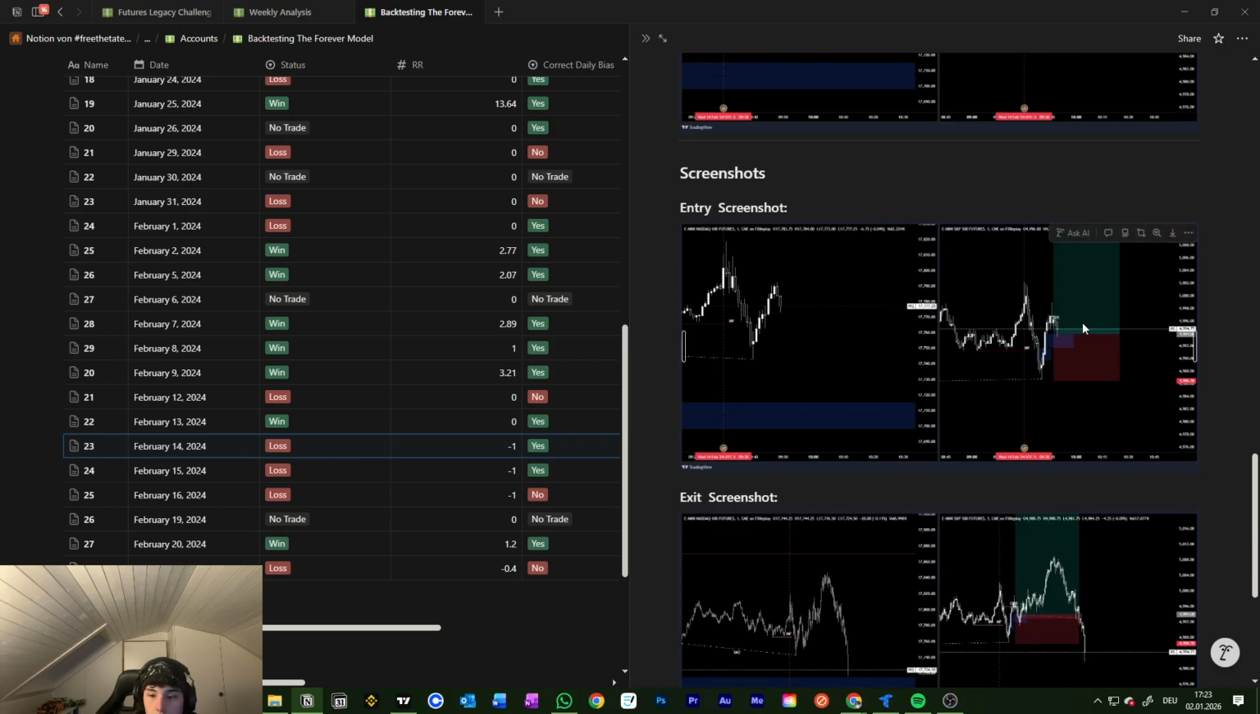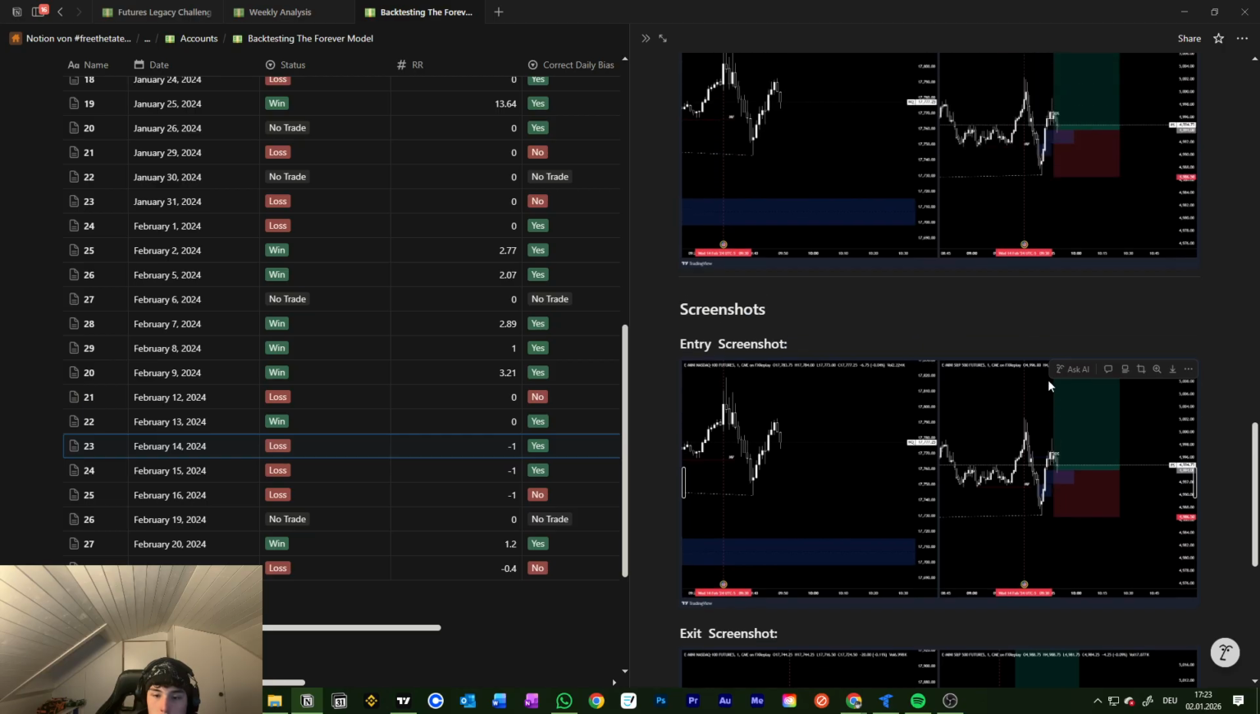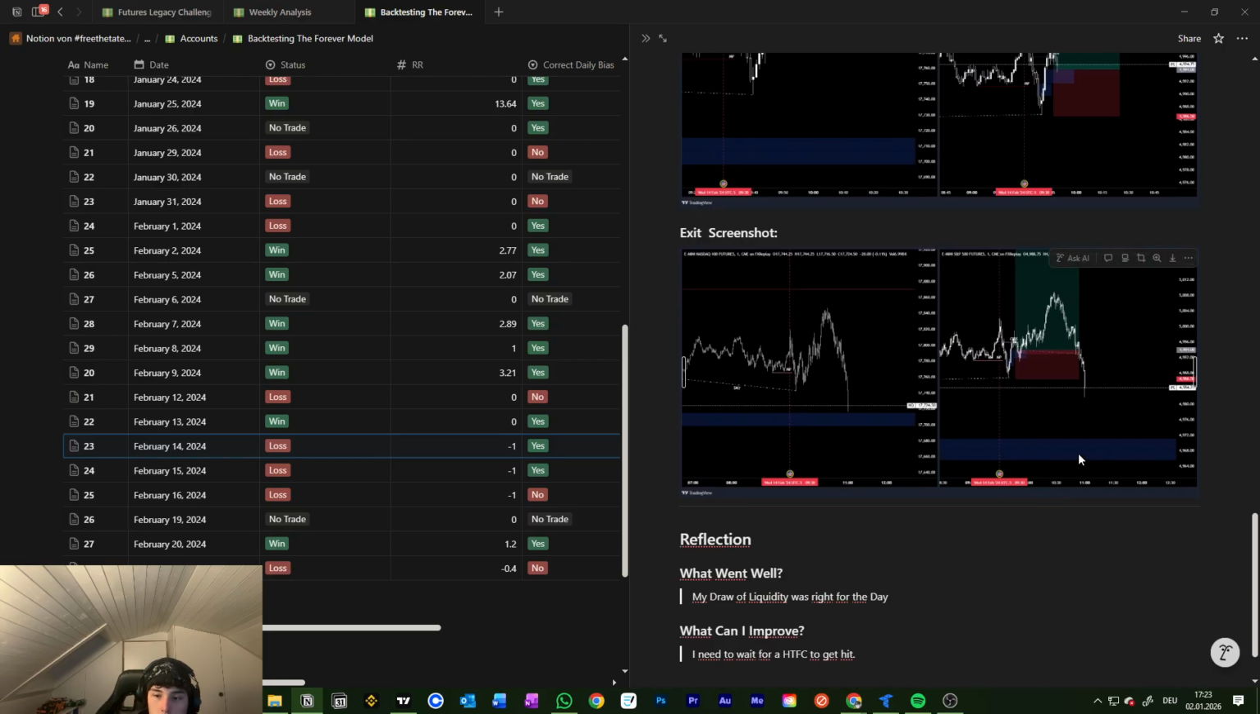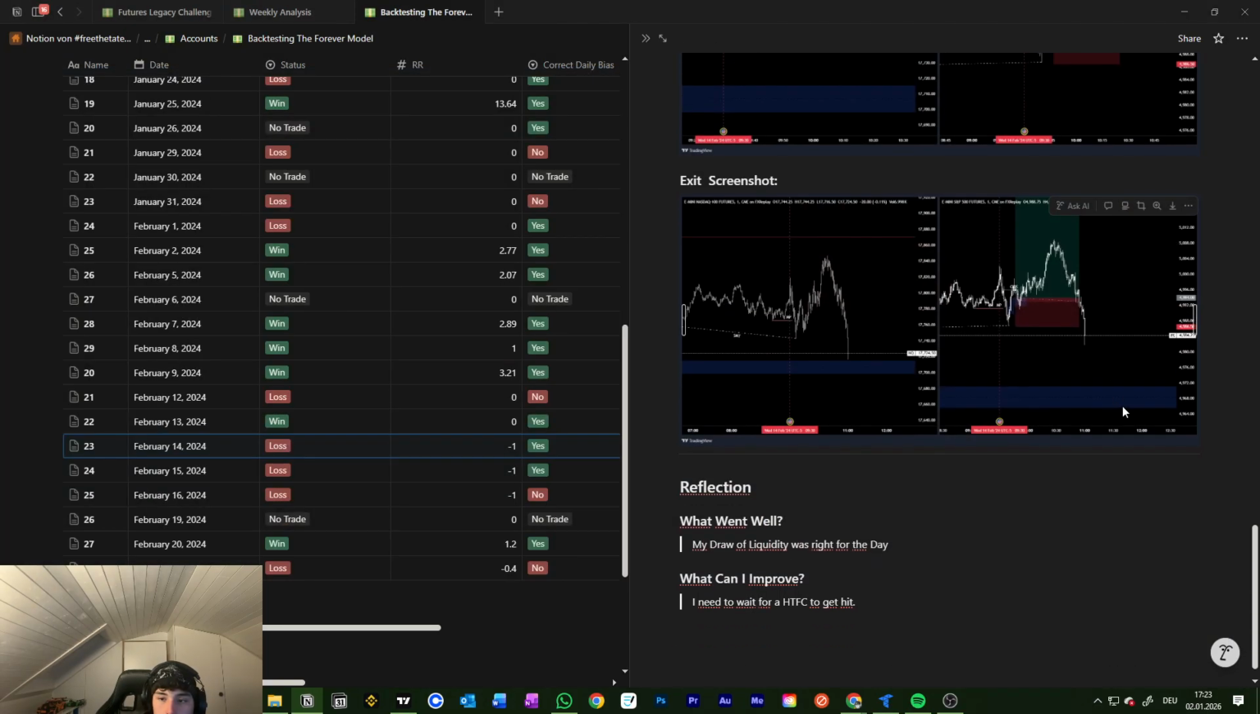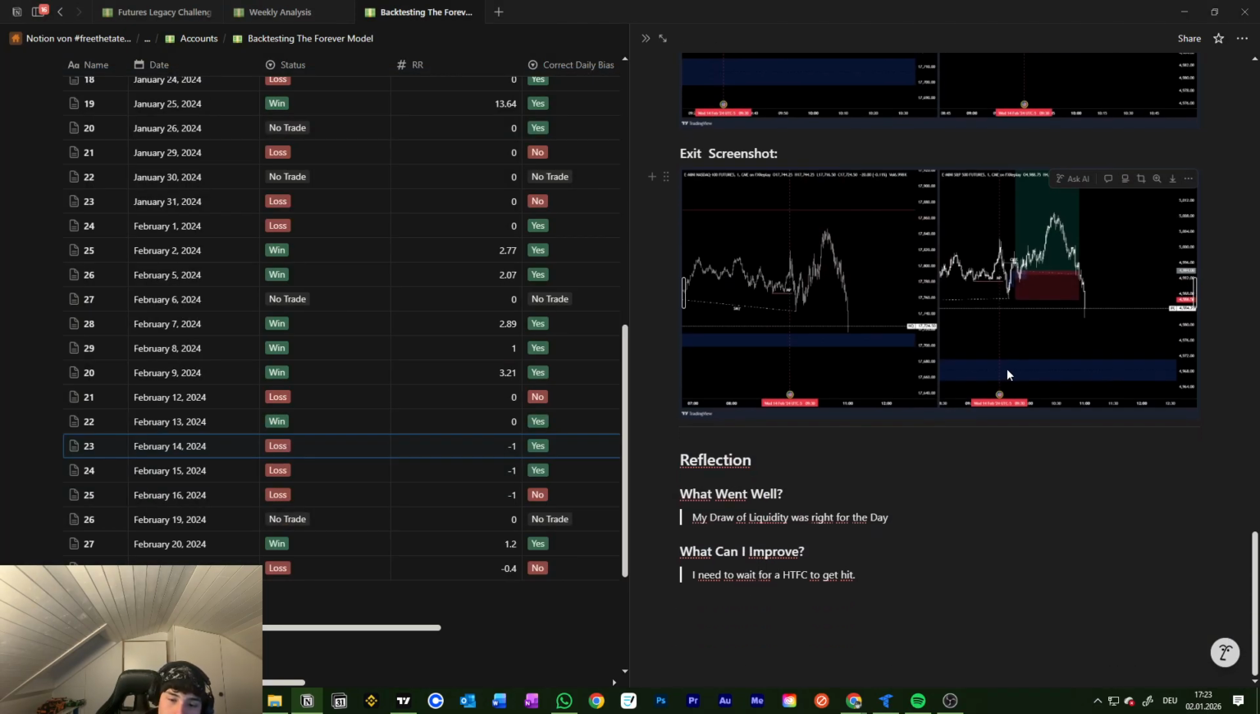Then what happened? We got stopped out. First it moved in my direction, but then eventually we ended up going upwards, downwards again. And I didn't take any partial or put my stop to break even. Yeah, trading feels like a burden again. Oh my days.